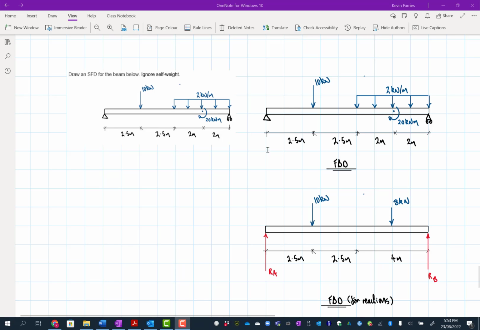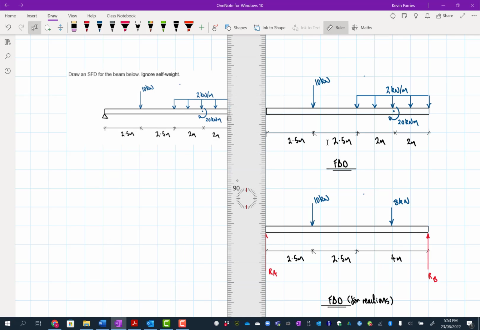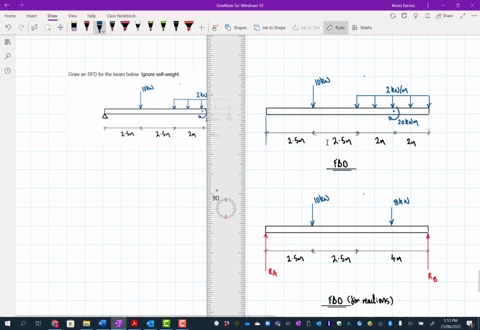So the basic steps are always the same. The first thing we'll do is, I've just drawn a free body. Well, I haven't really drawn a free body diagram. It's not a free body diagram until you draw in the support reactions. And we know that they're all vertical because we don't have any horizontal components. So that means we don't have any axial force.